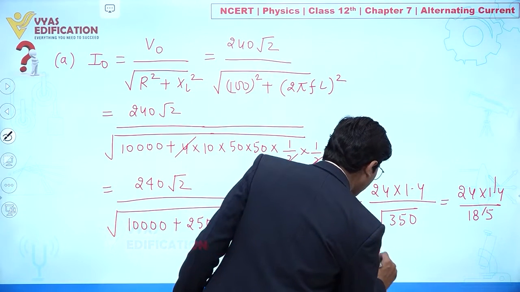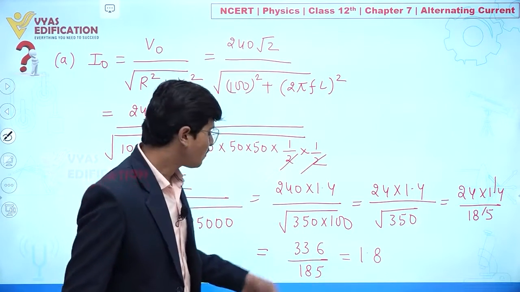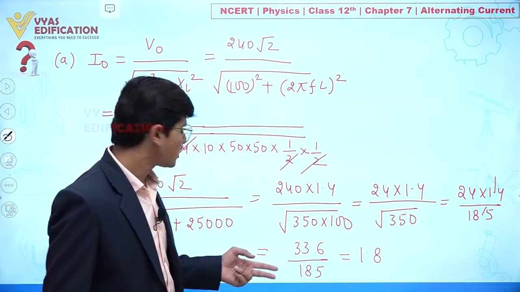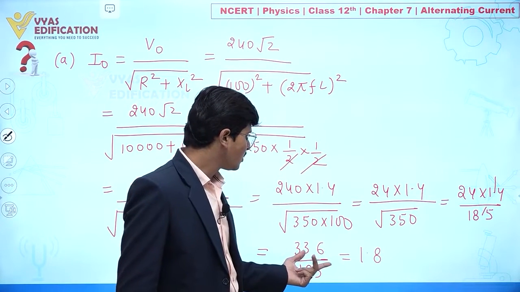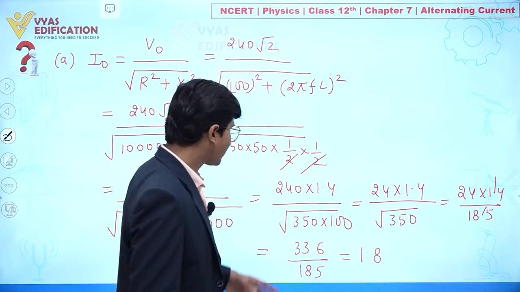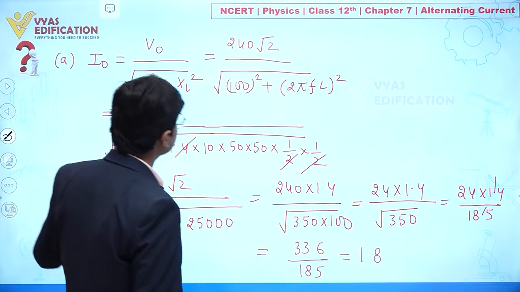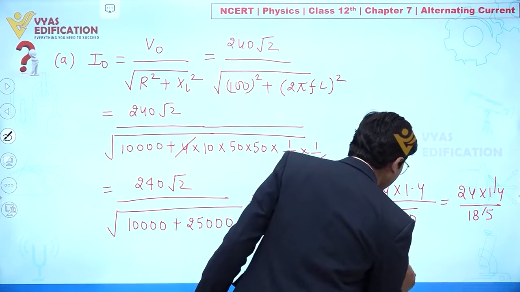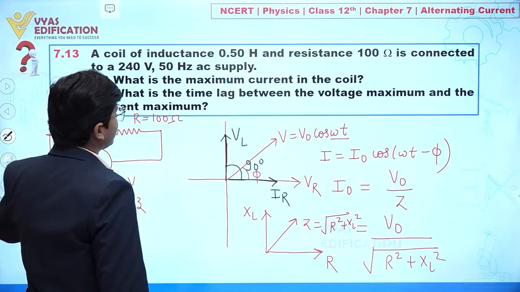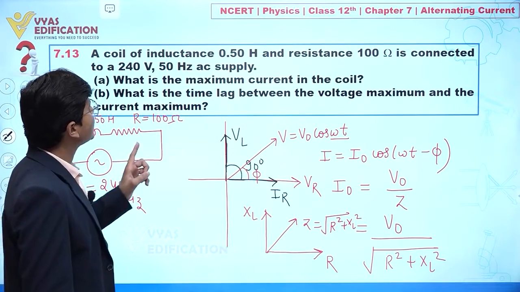Because 2 times we can say 370. 10% of this one is 18.5, so 2% is 37. If you add 37 here, you will approach near about 370. So we are getting this value near about 1.8. So the maximum current that we are getting here is 1.8 ampere. Clear to everyone? Yes.